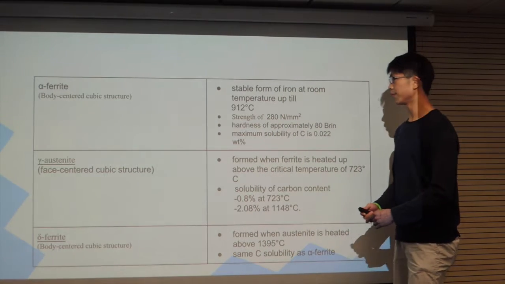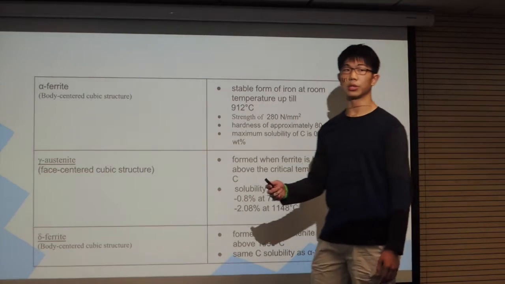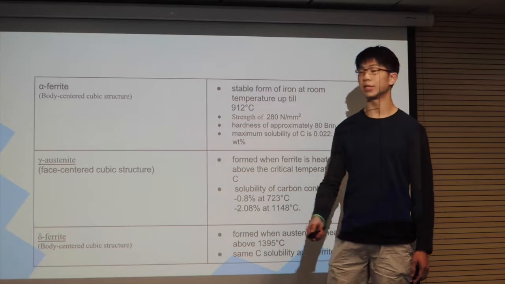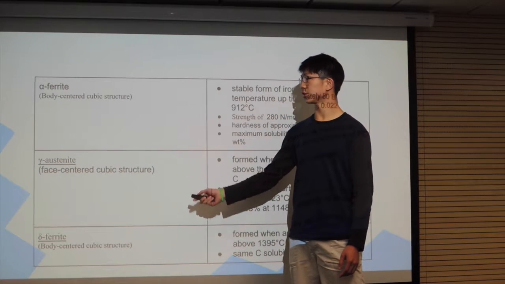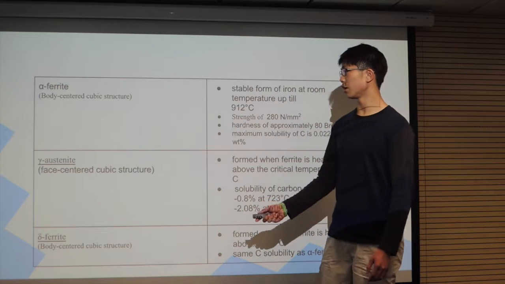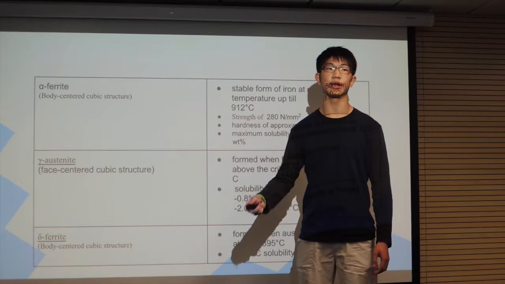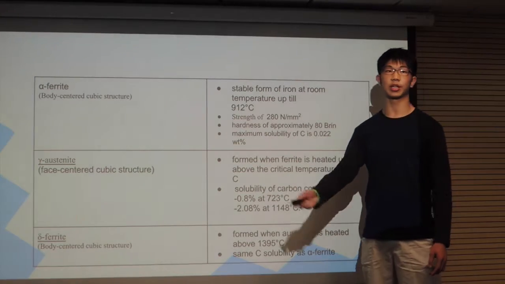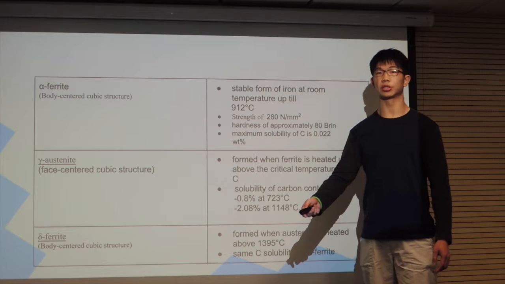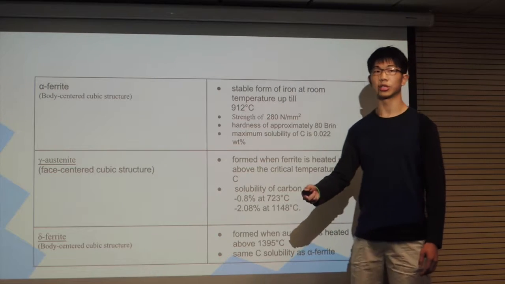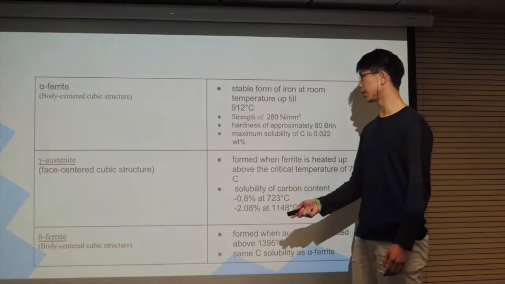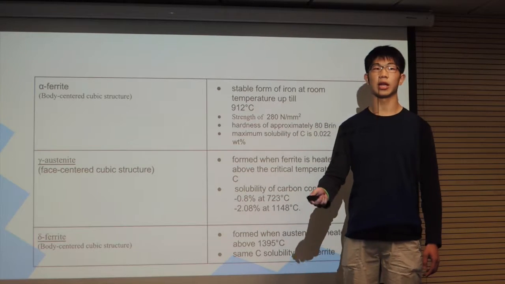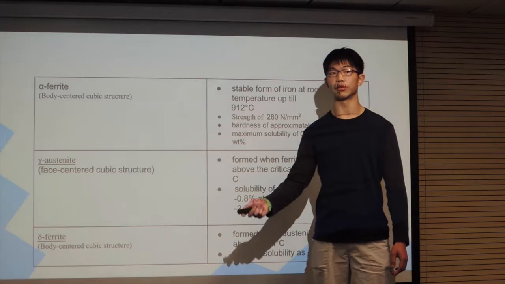And then the second one would be the gamma austenite, and the difference between these 2 phases would be that the gamma austenite has a face-centered cubic structure rather than a body-centered cubic structure. It is formed when the ferrite is heated up to the critical temperature of around 723 degrees. And for its solubility, it would be 0.8% at around 700 degrees, and 2% at 1000 degrees.